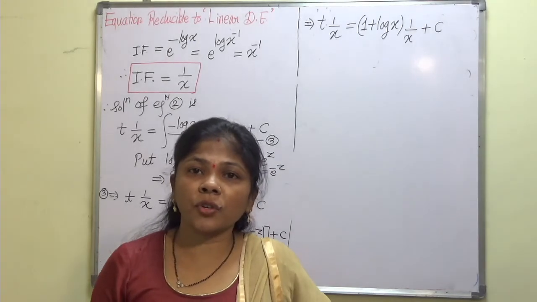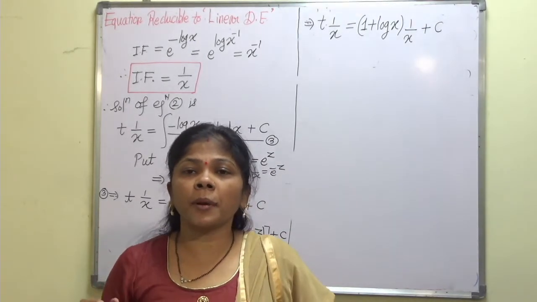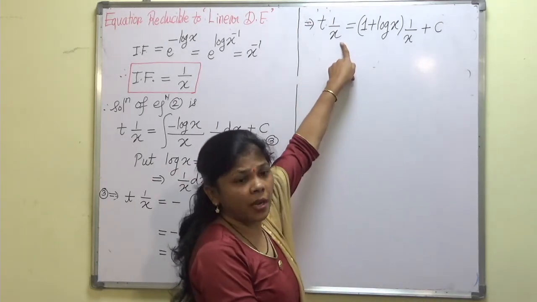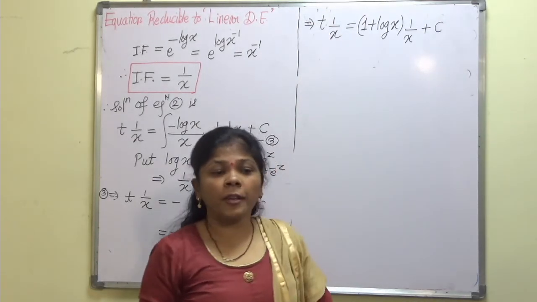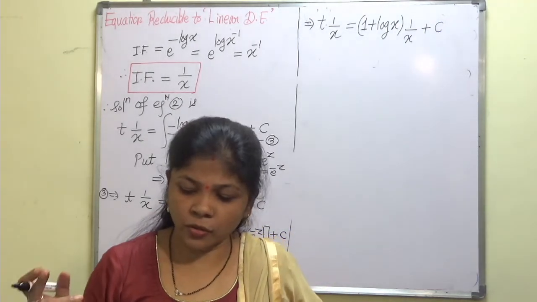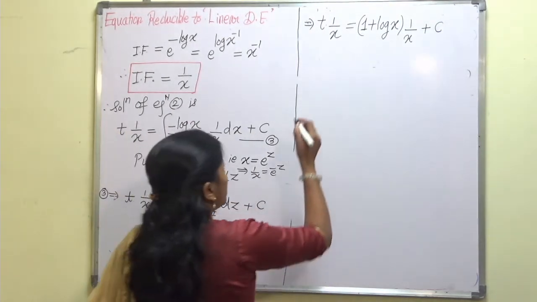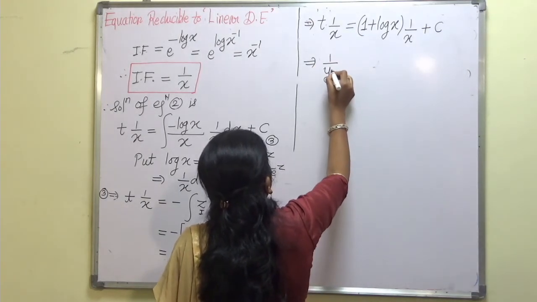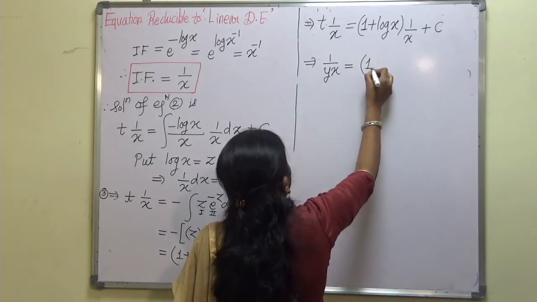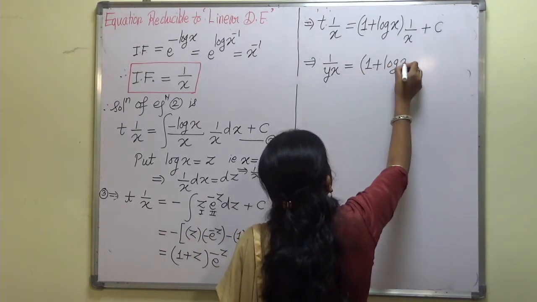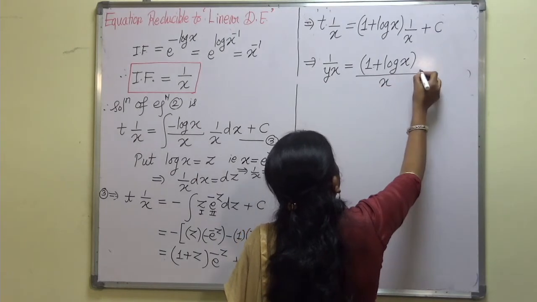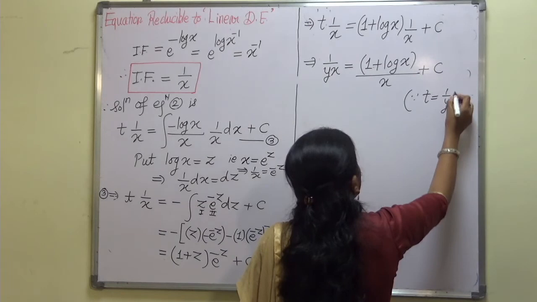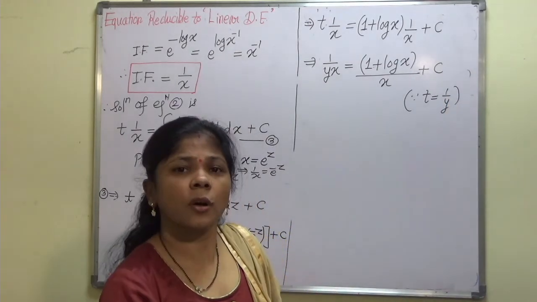In the given differential equation, the dependent and independent variables are y and x, whereas what we observe here is t and x. So we will have to replace the value of t. What have we taken? We have taken t as 1 by y. So this implies 1 by y into x is equal to 1 plus log x by x plus c, since t is 1 by y. Like this the solution is obtained.